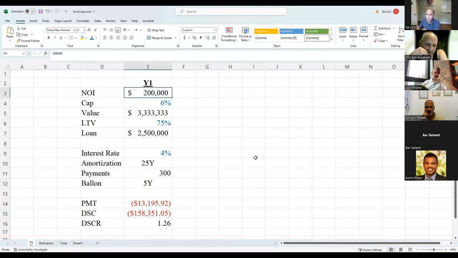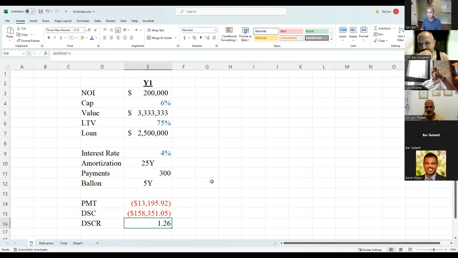My debt service was $158,000. I had an NOI of $200,000, which means my debt service coverage ratio was a little bit over 1.2. Acceptable situation to buy a property. Can we agree on that? Everybody on the same page? Everybody have any issue with that deal 5 years ago? No, acceptable for everybody.